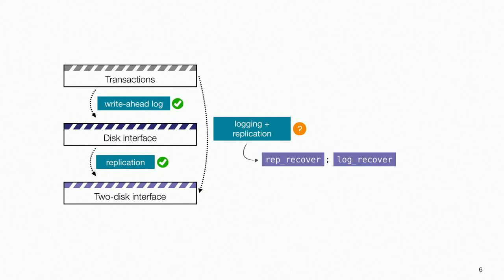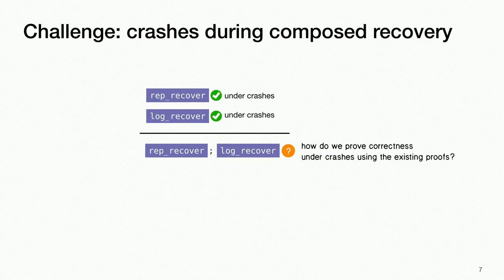The trouble is that the recovery procedure to make this code correct needs to run both of the underlying recoveries. And it turns out that this is tricky to reason about formally. We have a proof that each of these recovery procedures is correct in isolation, including crashes during recovery. Crashes during the composed recovery procedure don't directly resemble crashes during either of the sub-recoveries. So the challenge is, how do we actually reuse these proofs?